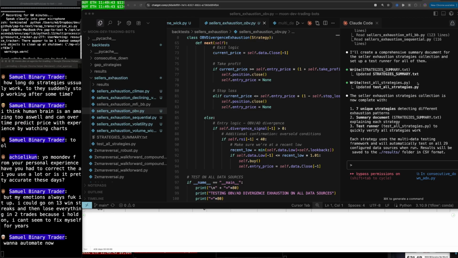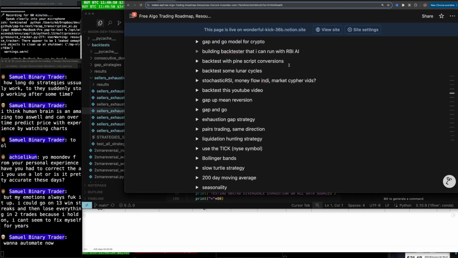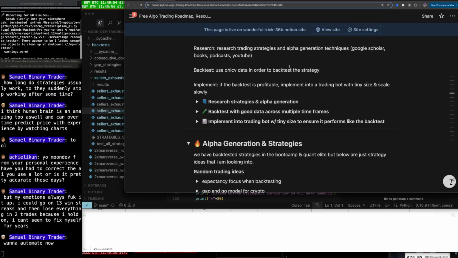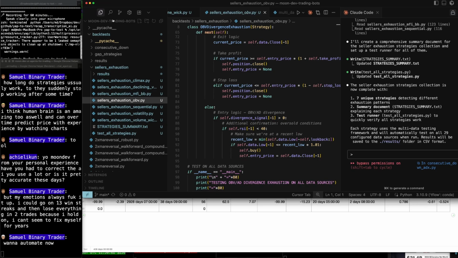Want to automate now. I would definitely recommend automating because at the end of the day, it makes you face the facts. Like, does your strategy that you're trading actually work? Has it worked for the last 5 years? And then if so, that's awesome because you can automate it.